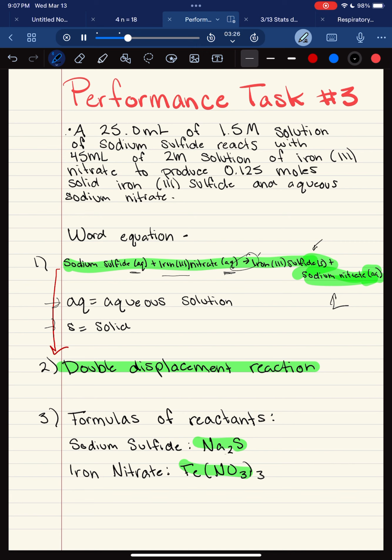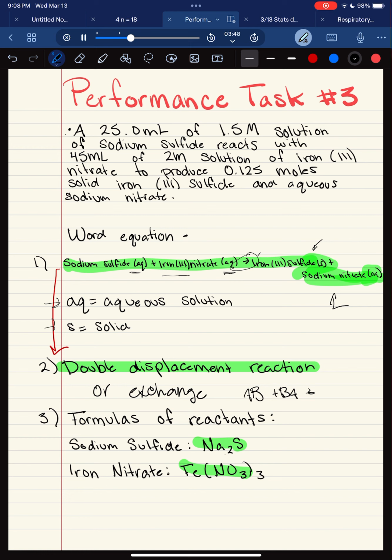This is a double displacement reaction, also called an exchange reaction. This occurs when parts of two ionic compounds are exchanged, making two new compounds. You can think of it as swapping halves.